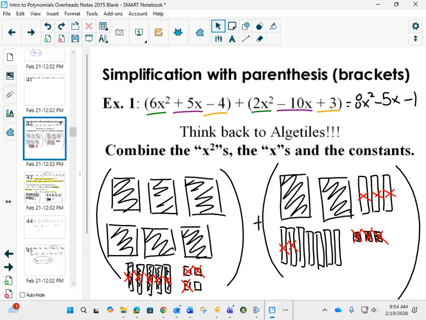But if I want to add these two bags together, I put them in brackets with algebra tiles here. But if I'm adding them together, the brackets didn't matter. I've got underlined in green the 6x squared plus the 2x squared. That gave me, underlined in green, 8x squared. The 5x and the minus 10x are like terms.